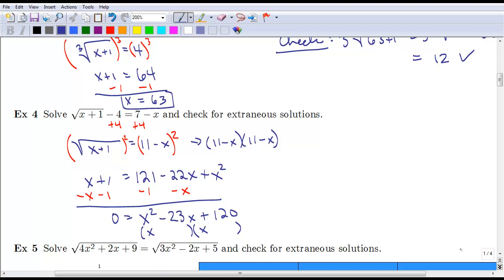So when you simplify this, when you factor this, you should have found x minus 15 and x minus 8 to be your factors. This is still equal to 0. So in this case, x is positive 15 or 8. Again, we want to check both of these to make sure that they are not extraneous roots.